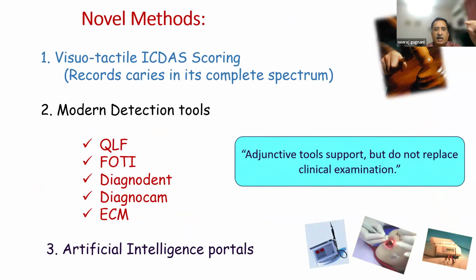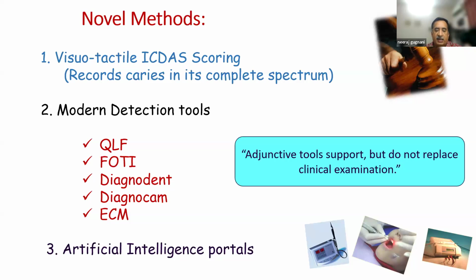We can have the ICDS scoring pattern. It is mandatory, I would say, for all the postgrad students to learn and retain ICDS scoring, because it is the only system that allows recording of caries in its complete spectrum. There are modern detection tools also, like QLF, FOTI, Diagnodent. I'll not go into detail of this.